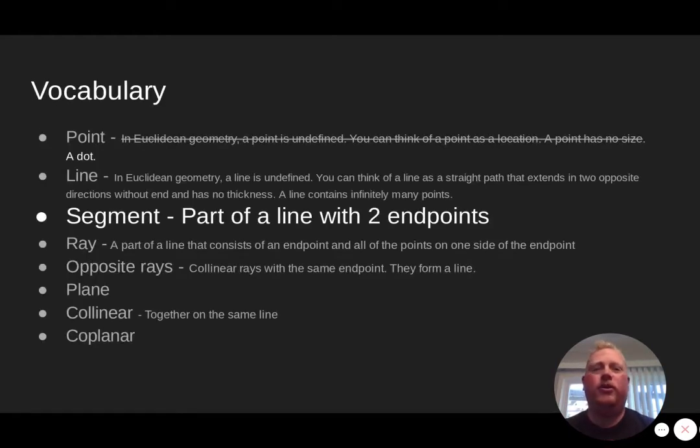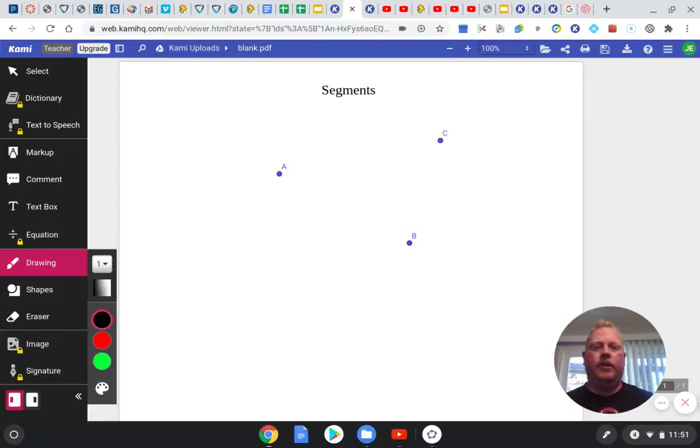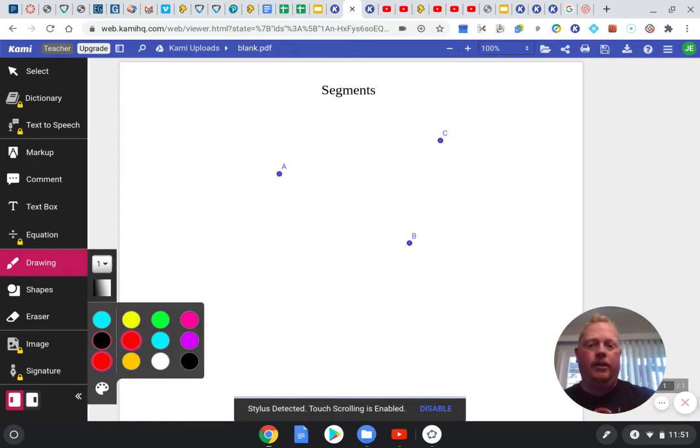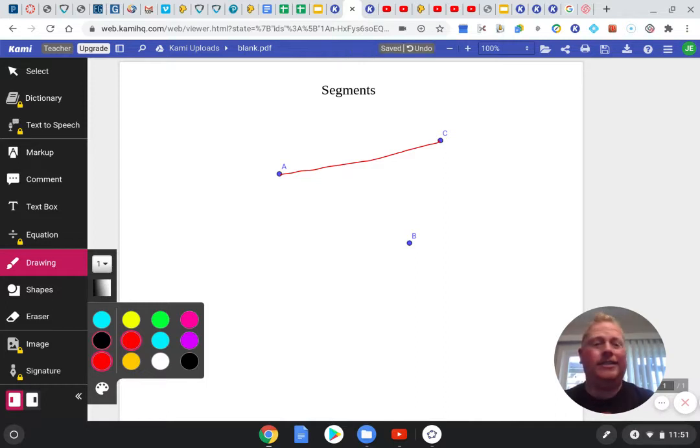Next vocabulary word I want you to know is segment. So a line goes forever in both directions. A ray has an endpoint and will go forever in one direction. But what happens if you have a flat path that has a definite start and a definite stop point? That's a segment. So if I've got 3 points here, I've got point A, B, and C. If I connect them, but instead of making the line go forever, I start at A and then stop at C, that's segment AC. It's not line AC because it definitely starts and stops. So we call that segment AC.